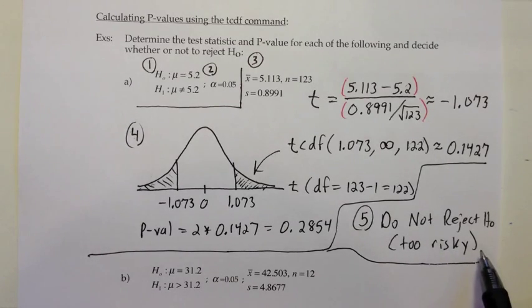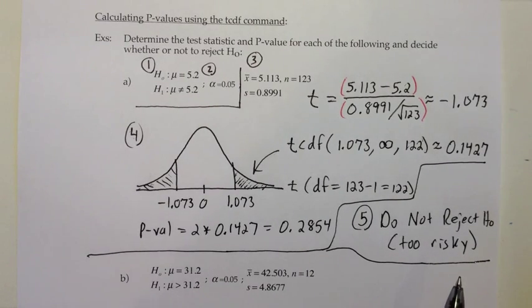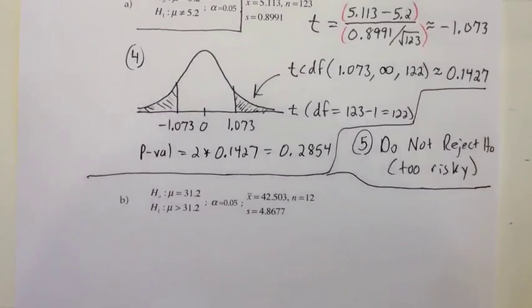And you don't want to reject a claim that has a reasonable chance of being true. You want to save your rejections for when you feel you're convinced beyond a reasonable doubt that you've proven your case. Let's go ahead and have a look at another example.